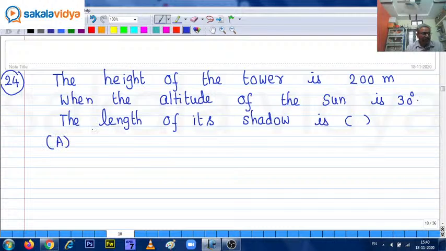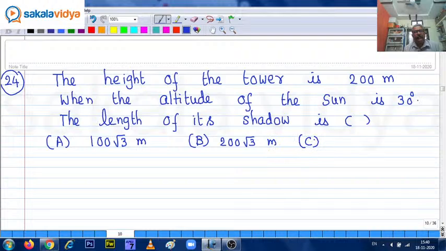A, 100 root 3 meters; B, 200 root 3 meters; C, 300 root 3 meters; D, 200 meters. Very good.